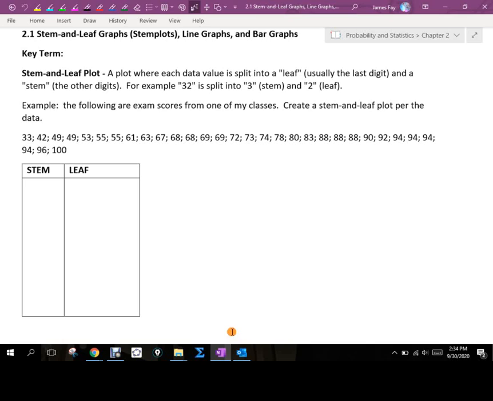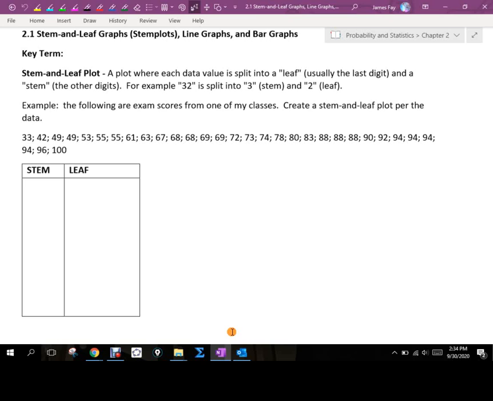A con to the stem and leaf is if you have a very large sample, stem and leaf plots can be kind of hard to construct. If I have 1,000 pieces of data, a stem and leaf plot's probably not a good way to represent the data.